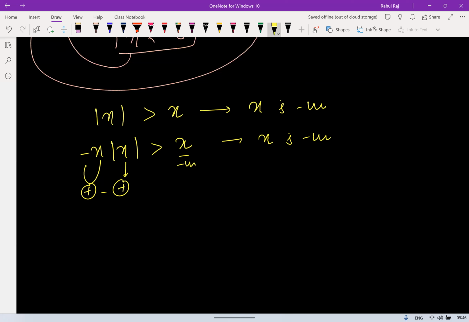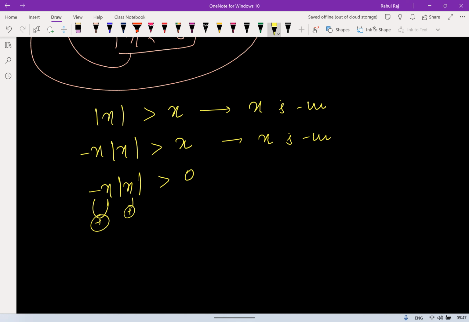Now, if I say minus x mod x greater than 0, what does this mean? Exactly the same thing. x is negative, so this is positive. This is anyway positive. So when I take x negative, this will be greater than 0. Simple logic.